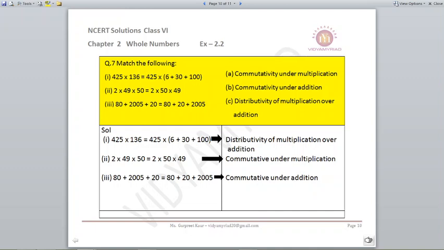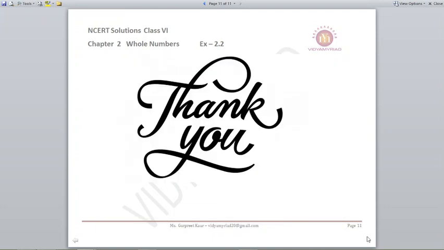Even, children, I have already posted some properties of whole numbers. You must go through that. I will provide the link here so that all the properties are clear. The properties of addition, subtraction, multiplication, all are explained with the help of examples. Please go through that so that if you have any confusion, it will be cleared there. And with this we end this whole numbers exercise 2.2.